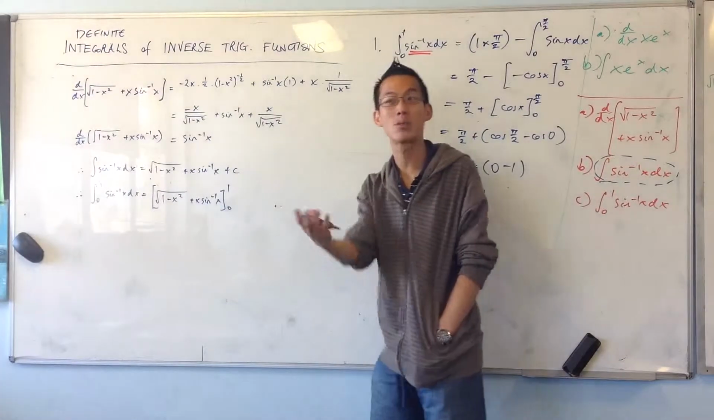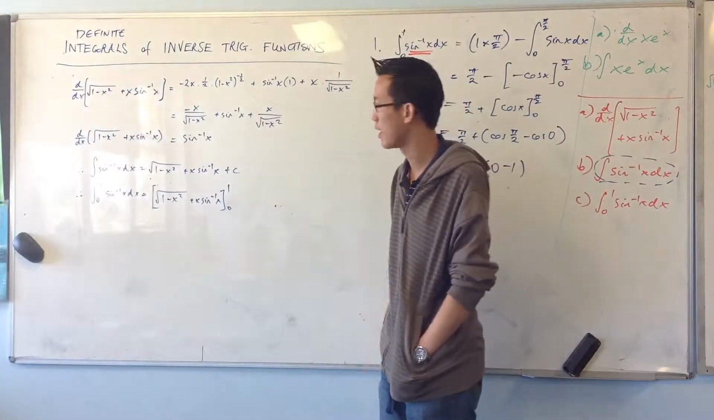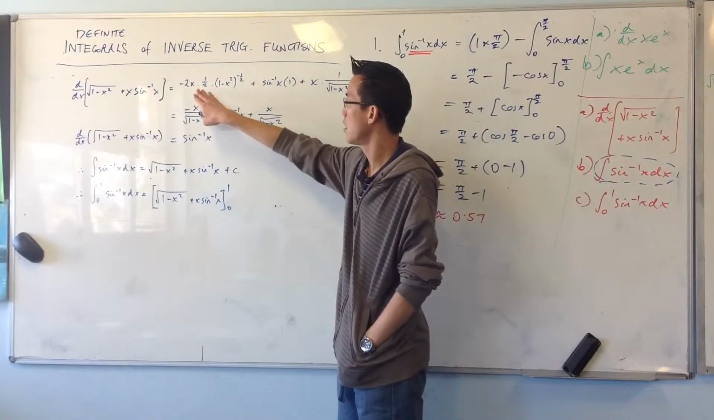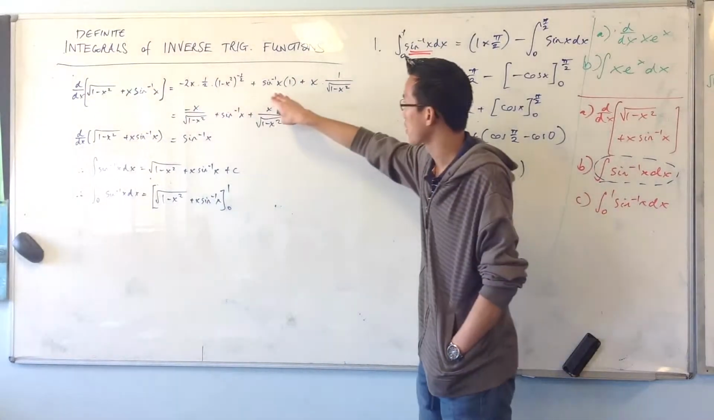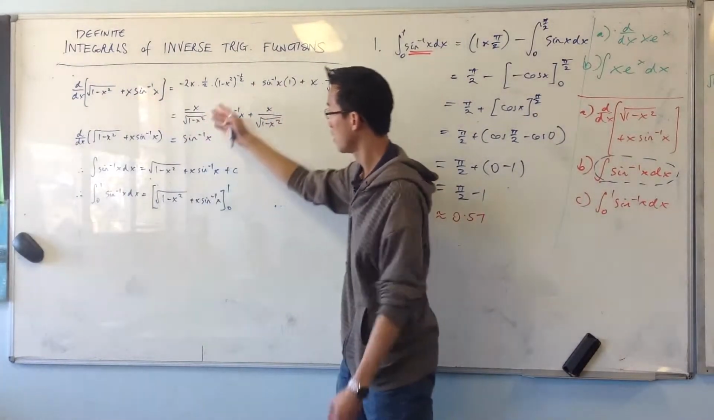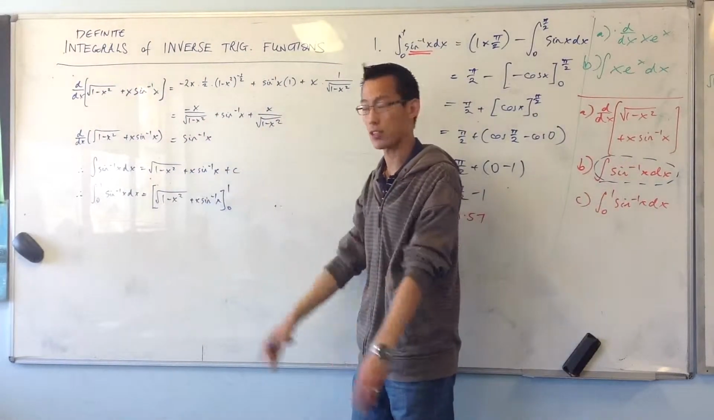I wouldn't have been able to guess it, which is why we don't expect you to memorize this result. But having been given it, you know how to differentiate. That's just chain rule. This is chain rule plus product rule, because that's u and that's v. And it all comes out in the wash, which is nice.